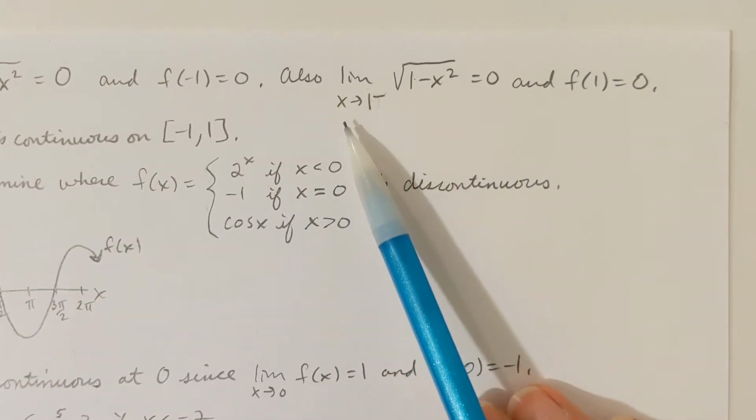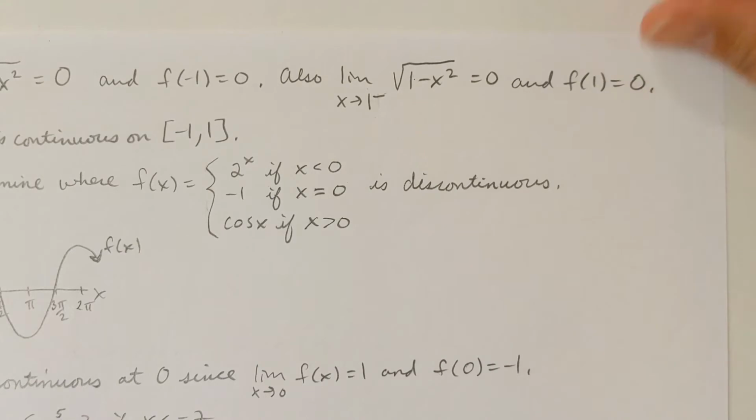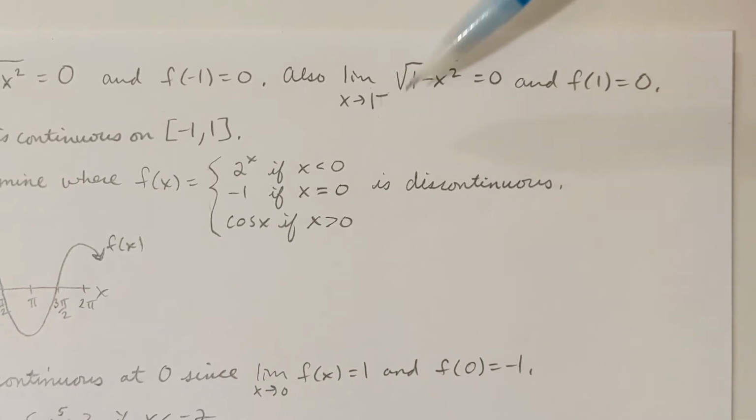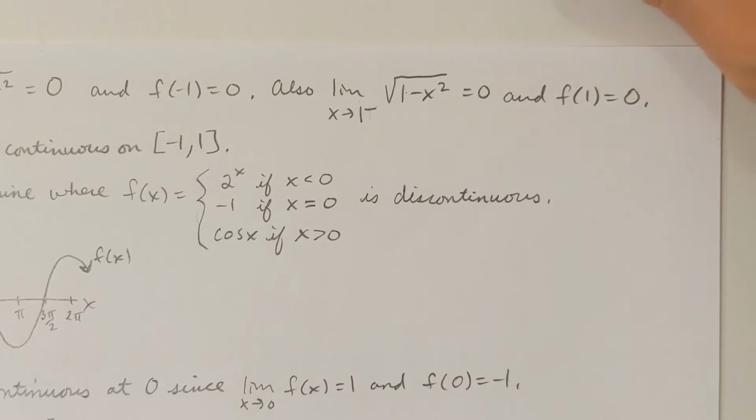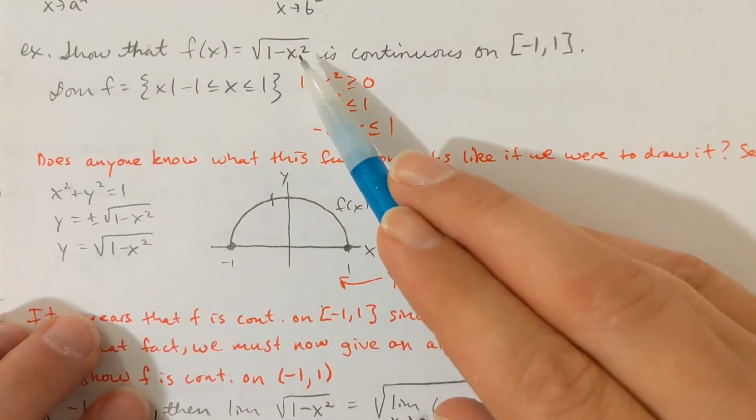Also, the limit as x approaches 1 from the left of f of x is 0. Again, I can make a direct substitution. Doesn't matter that I'm approaching from the left. And f of 1 is 0. Okay, if I plug 1 into the function, I also get 0 here.